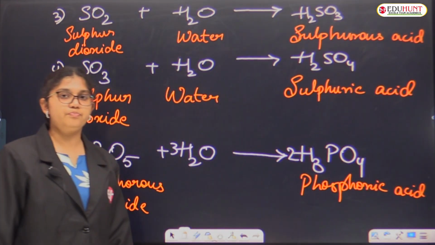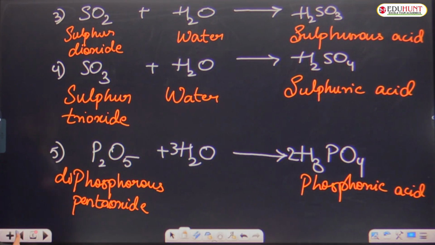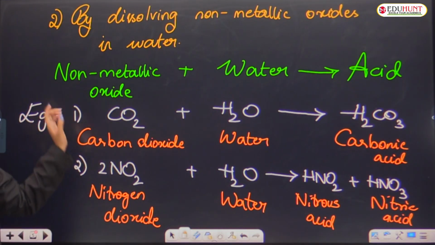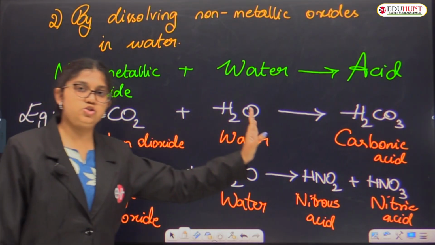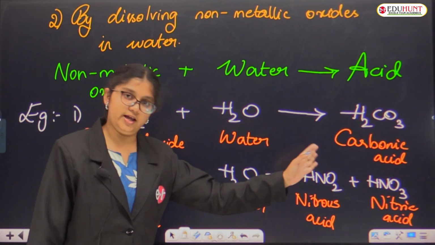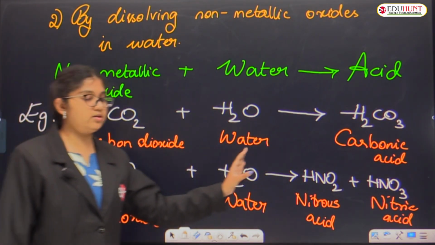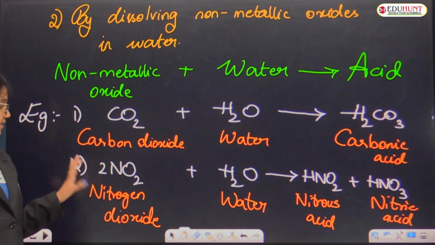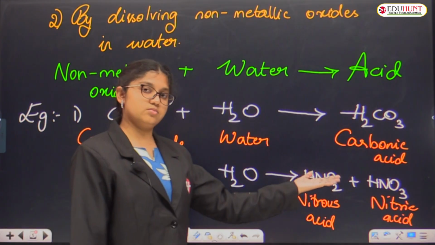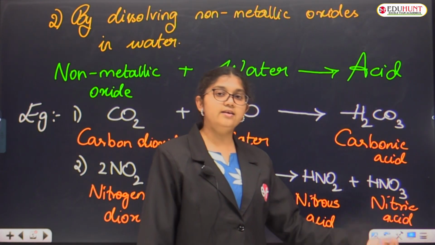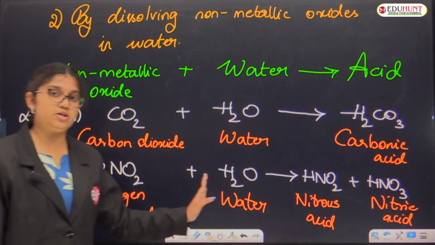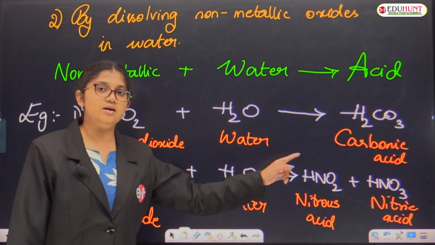This is the example for the second method, dissolving non-metallic oxides in water. Non-metallic oxide plus water gives rise to acid. Example number 1, CO2, H2O, H2CO3: carbon dioxide, water, carbonic acid. Now, second one, nitrogen dioxide, water gives rise to both acids, nitrous acid as well as nitric acid. Here, 2NO2 plus H2O gives rise to HNO2 plus HNO3.